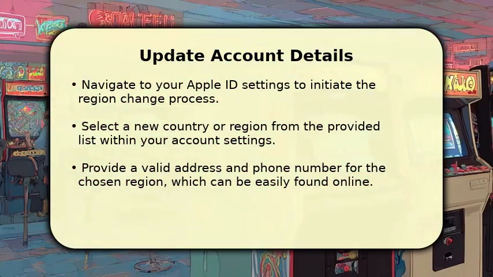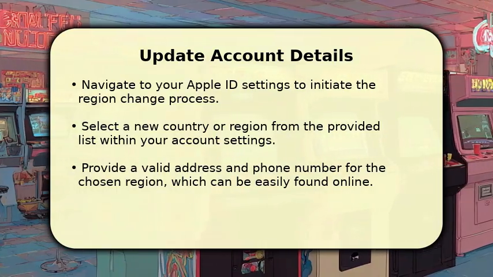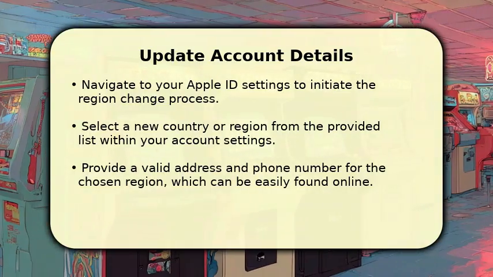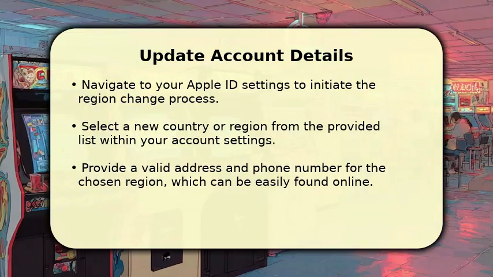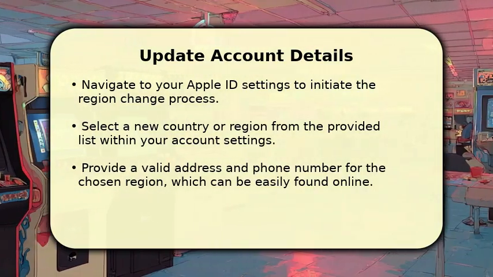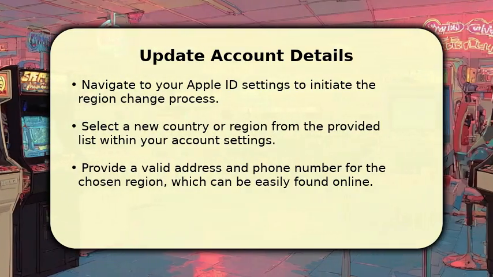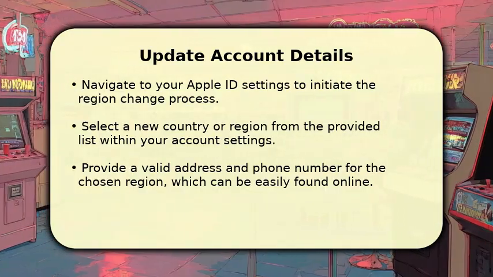To change your App Store region, navigate to your iPhone settings, tap your Apple ID, then select Media and Purchases and View Account. From there, choose Country/Region and select your desired new location. You will be prompted to agree to new terms and conditions. Crucially, you will need to enter a valid billing address and phone number for that country. Generic addresses can often be found with a quick online search, making this step straightforward.